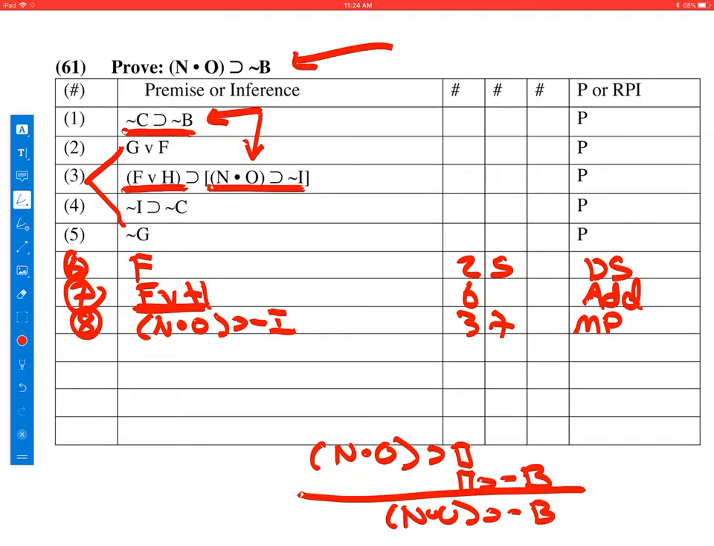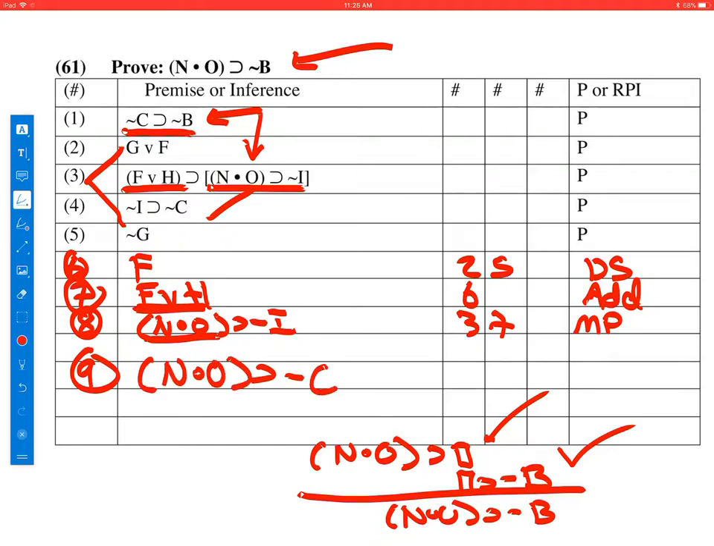Okay, so I got that first part, and then that first conditional I needed, and that second conditional I needed is right on line 4. Look, this 8 says N and O, then not I. 4 says not I, then C, so I can put them together. I'm going to skip a line since I'm being very messy. N and O, then not C, and that's from 4 and 8 by hypothetical syllogism.